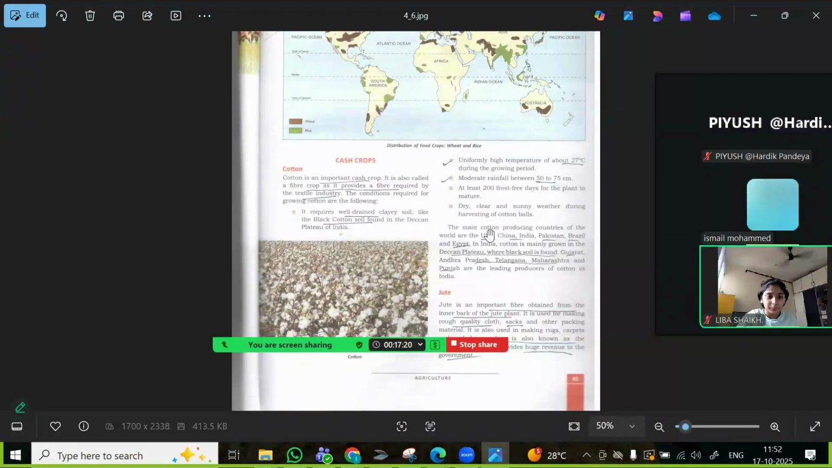Yes, sir. So these are the cash crops. What are the cash crops? Those crops that we basically grow for sale in the market, like cotton, jute, rubber, sugarcane, tea, coffee. All of this comes under cash crops.